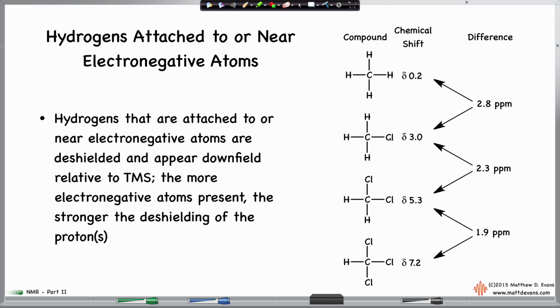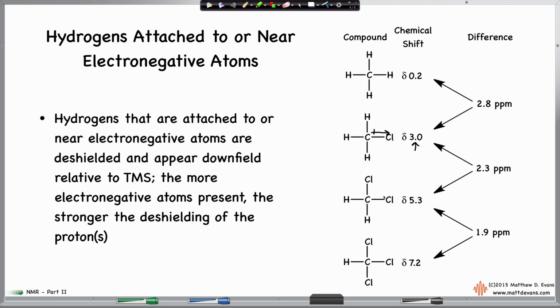Now, if we add a chlorine atom to this molecule, the chlorine being very electronegative, the electrons are pulled this direction away from the carbon, and therefore the electrons are pulled away from the hydrogens. So we say that these hydrogens are a little bit more de-shielded compared to these hydrogens right here. And notice that the delta value, or the ppm value, increases, and we start to move away from TMS. In fact, the difference between no chlorine and having 1 chlorine is pretty substantial at 2.8 ppm.